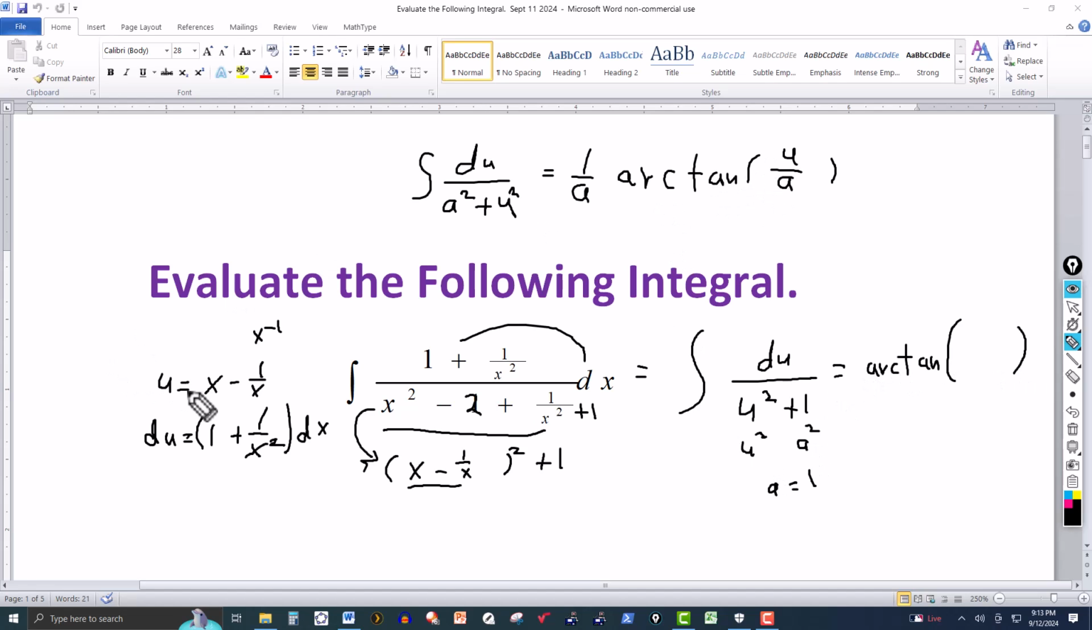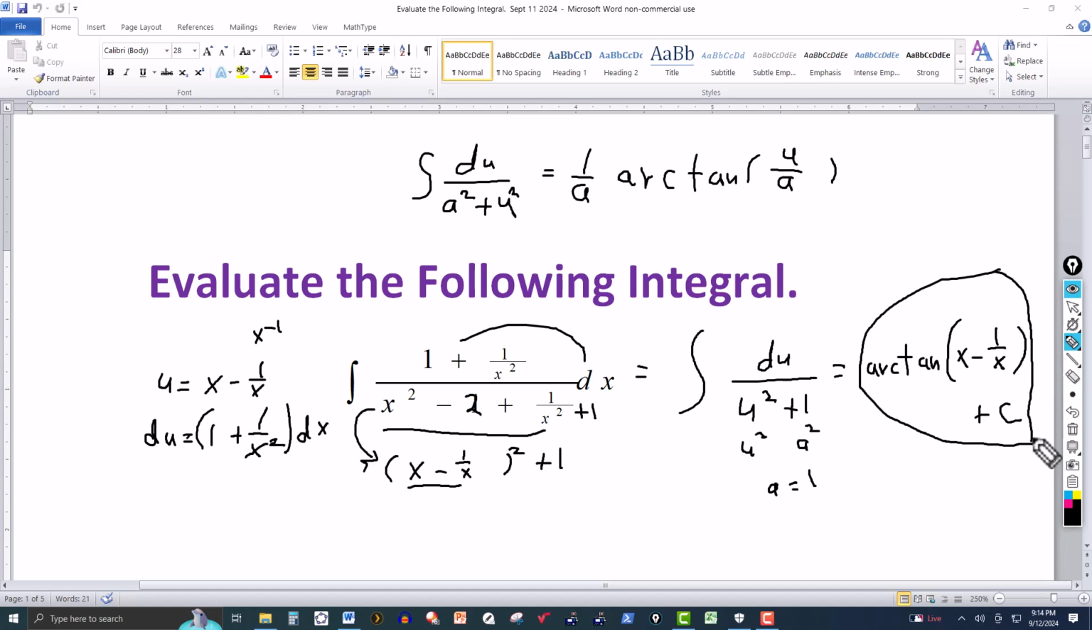But remember, we're going to go back to the original variable. So u is x minus 1 over x, and that's over 1. If I divide that by 1, this would just be x minus 1 over x. And then you have your constant of integration. Now, I'm not saying there's not another way to do it, but you can see that this one works out pretty nicely if you can set it up accordingly.